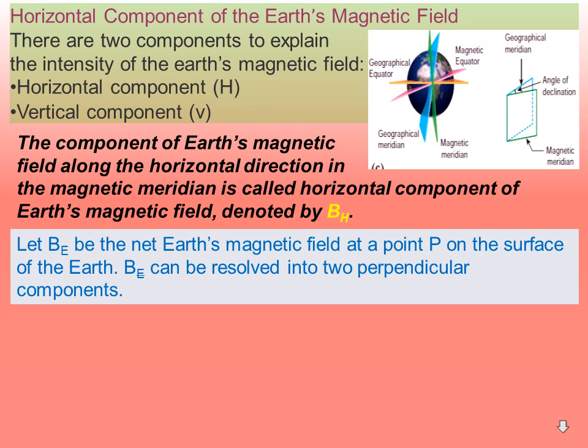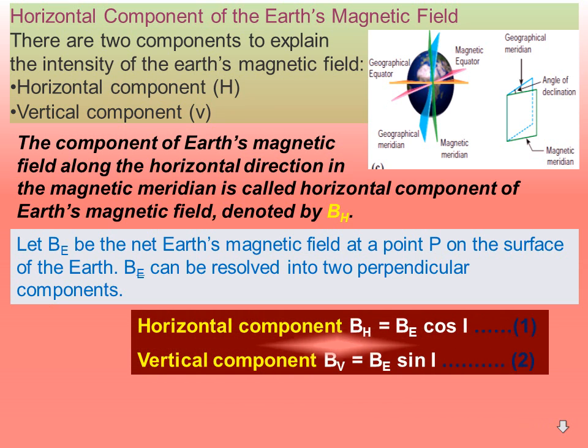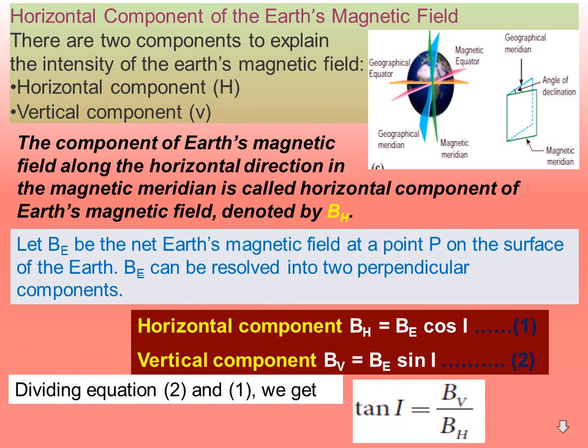Now the net Earth's magnetic field BE at a point P on the surface of the Earth can be resolved into two components. One is the horizontal component, BH is equal to BE cos I, and the vertical component BV is equal to BE sin I. Dividing equation 2 by 1, we get tan I is equal to BV by BH, that means the vertical component divided by the horizontal component.